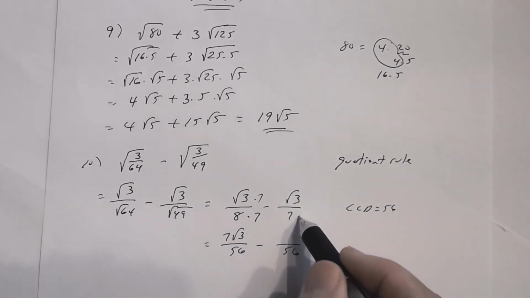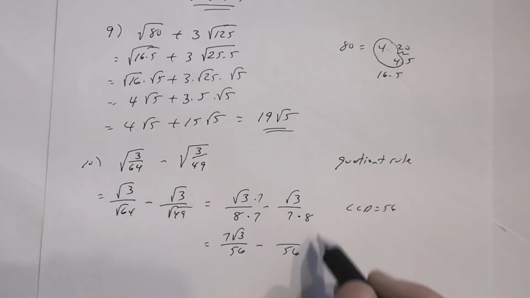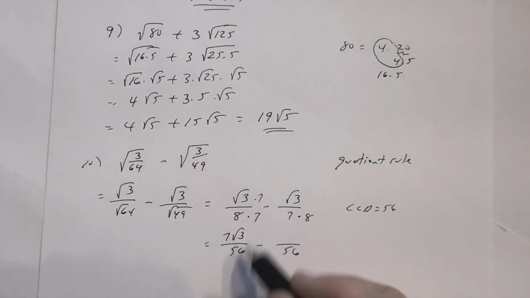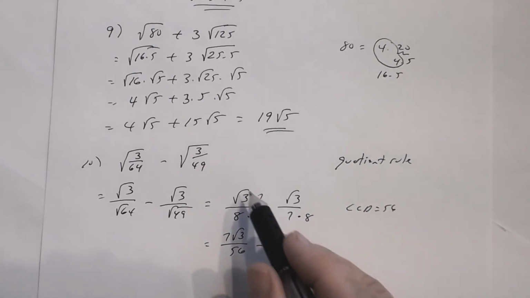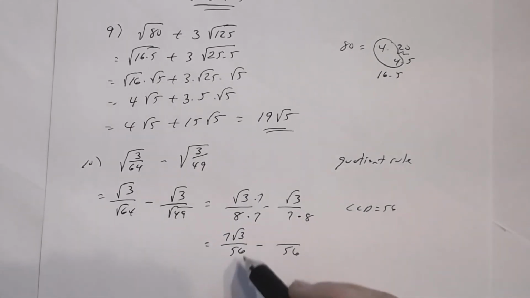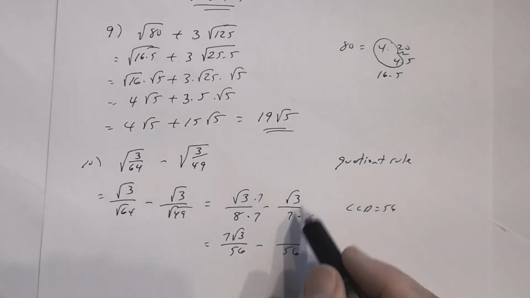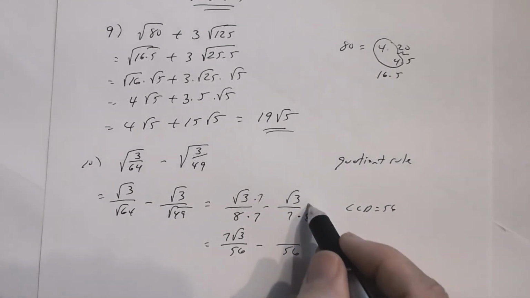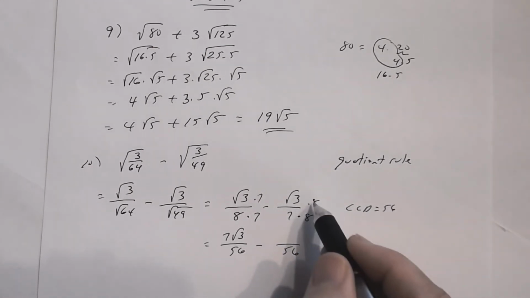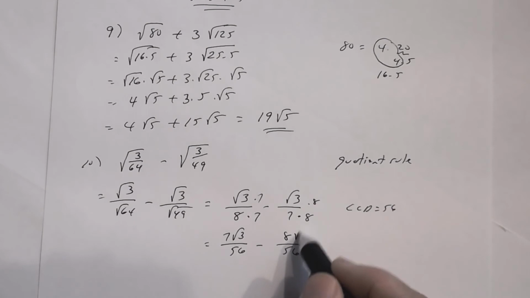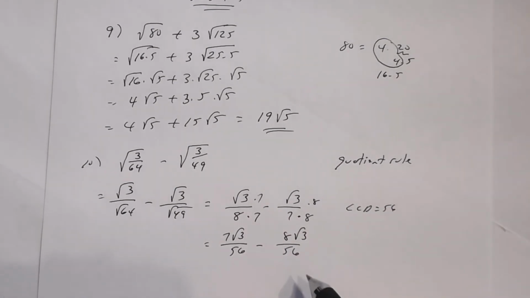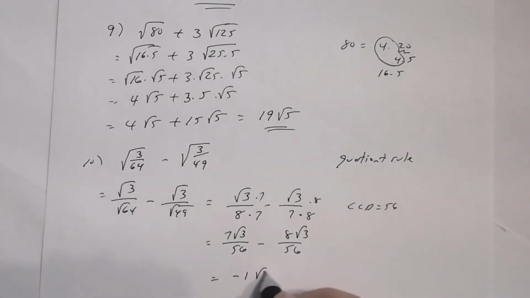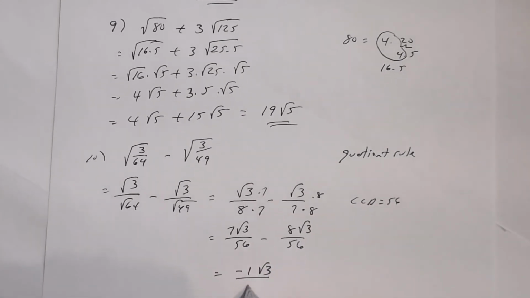And over here, I'm going to multiply this by 8 to get 56. 7 times 8, 56. I'm writing equivalent fractions. Remember, those are called equivalent fractions. This fraction is equivalent to this. The square root of 3 divided by 7 is going to be equivalent to, again, multiplying the numerator by 8, 8 square root of 3. And now I can combine. So what's 7 square root of 3 minus 8 square root of 3? That's a negative 1 square root of 3, right? And my denominator is 56.